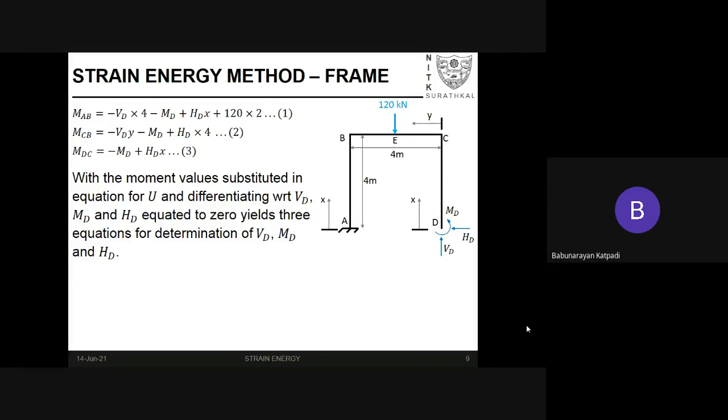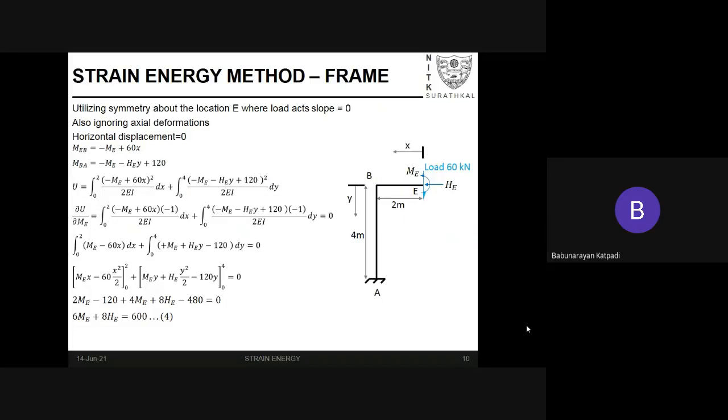And to reduce the effort and to make it even faster, what we can do is, in this frame again, like in the moment distribution method, we have utilized the symmetry. Here again, you can utilize the symmetry. Utilizing symmetry about the location E, where the load acts, the slope has to be zero. And we also ignore axial deformations. If we ignore the axial deformations, we can take the horizontal displacement at that location as zero.